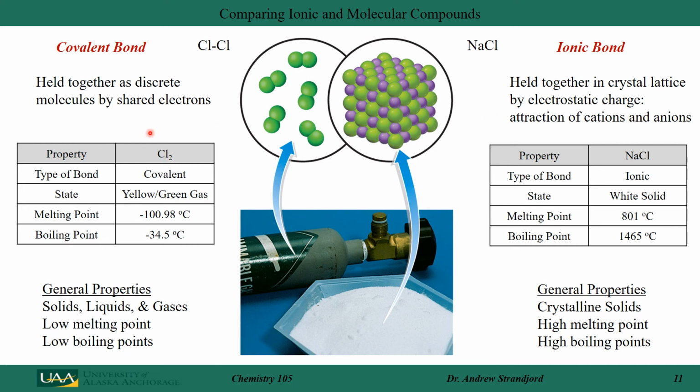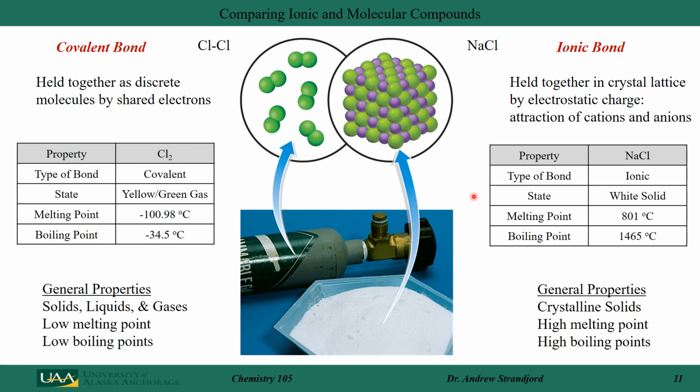If I look at the properties of Cl2, it is held together by a covalent bond. It is a yellow-green gas at room temperature. Its melting point is minus 100.98 degrees C. Its boiling point is minus 34.5 degrees C. So if I take chlorine gas and I start cooling it down, when I reach minus 34.5, it becomes a liquid. When I cool it down further and I reach minus 100.98 degrees C, it becomes a solid.